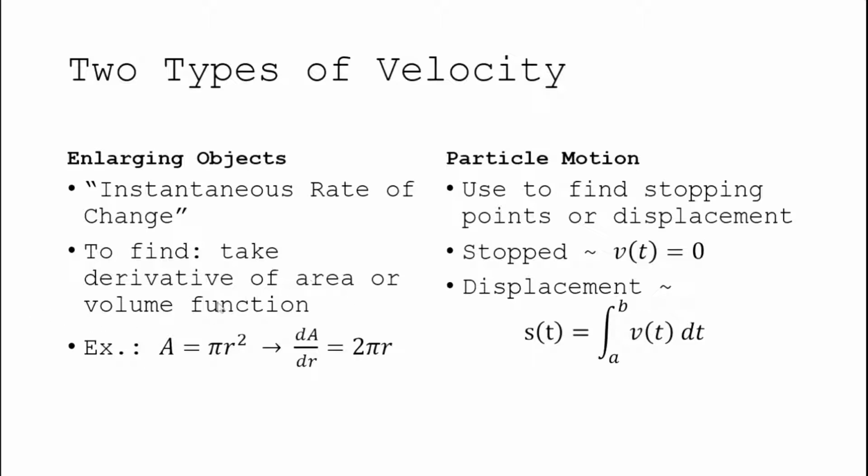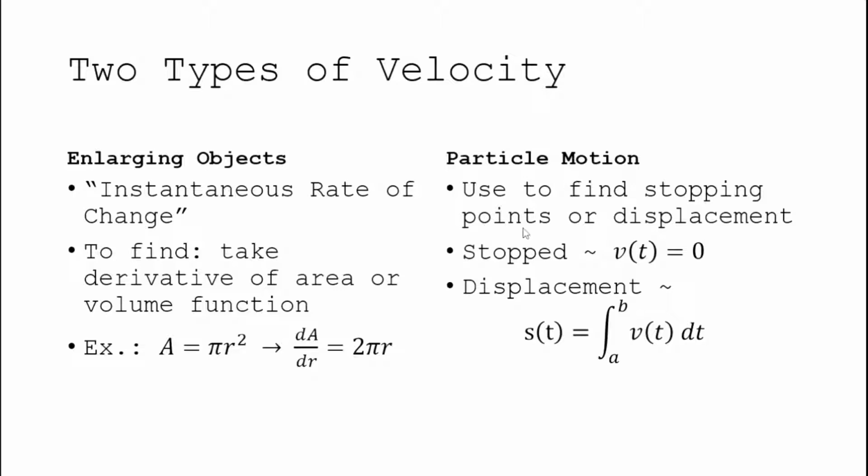So we have the area, for example, of a circle is pi r squared, and we take the area and find the derivative, which, using the power rule, is 2 pi r. And then that is going to be our instantaneous rate of change at a certain radius of the circle. And then we move over to particle motion.